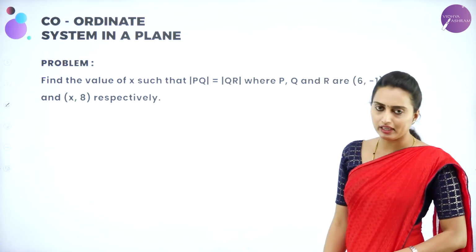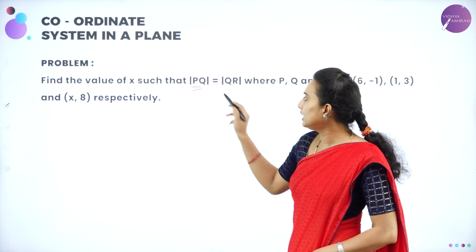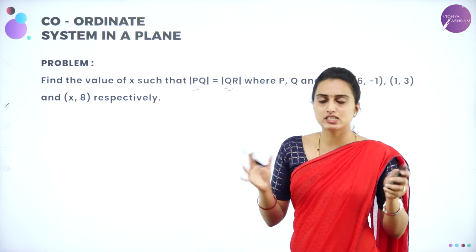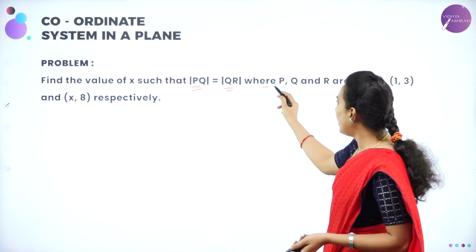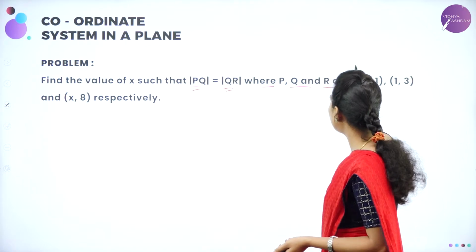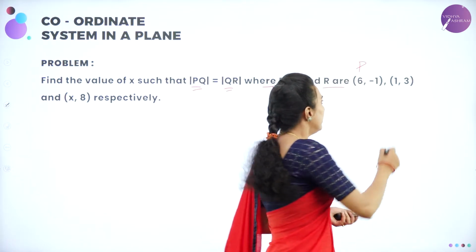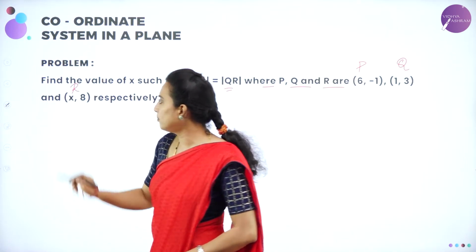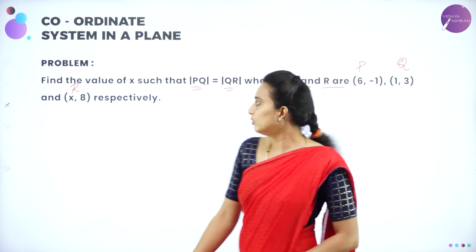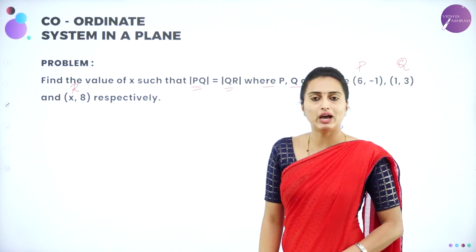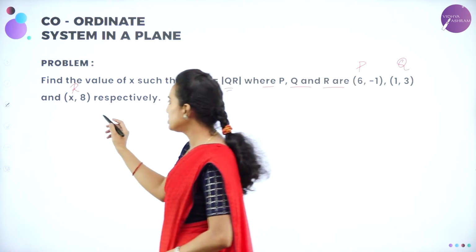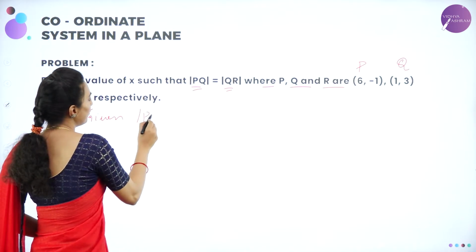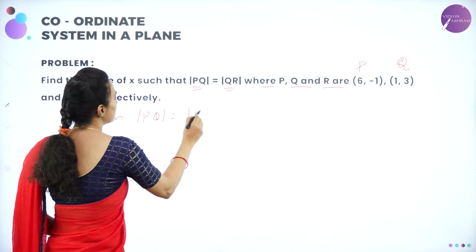Find the value of x such that modulus of PQ is equal to modulus of QR. You know, PQ distance, QR distance. Where P, Q, R are given by: P is the point 6 comma minus 1, and Q is the point 1 comma 3, and R is the point x comma 8 respectively. So they have given a condition, you need to find the value of x. So let me take the condition. Given, modulus of PQ is equal to modulus of QR.